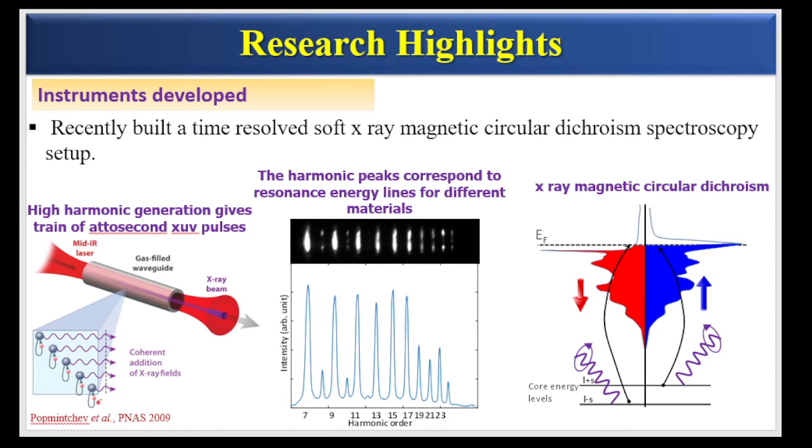This process gives a train of attosecond pulses, the Fourier transform of which gives a broad spectrum of soft X-rays, which corresponds to the X-ray absorption peaks of different magnetic materials. Hence, we get a better spatial as well as a time resolution down to attosecond regime. Then using X-ray magnetic circular dichroism spectroscopy, we can get in-depth information about light-spin interaction in a complex magnetic system.